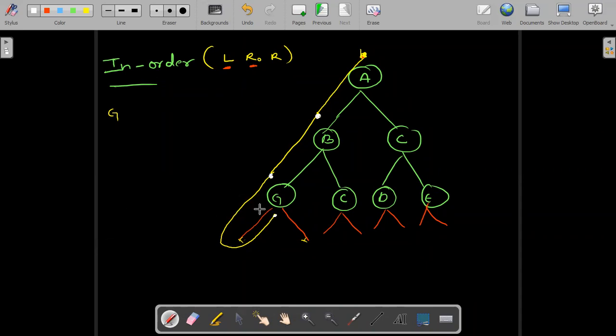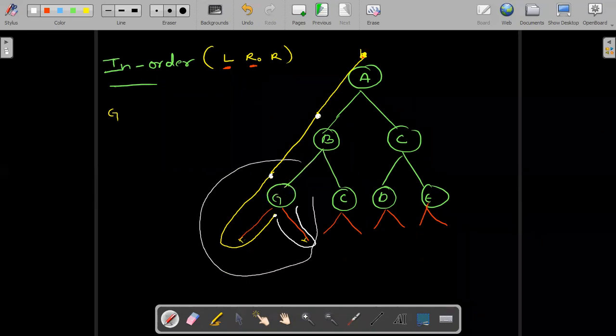Understood everyone? Okay. After finishing this one, left side is over. Again, we printed the root. Again, go to the right. I will go to the right now. Right also no child is there. Yes or not? It said that very clearly. Okay, B said that very clearly: go to the left, left, left. Left is over. This complete thing is over or not? Yes, it is over. That's why I am coming back.